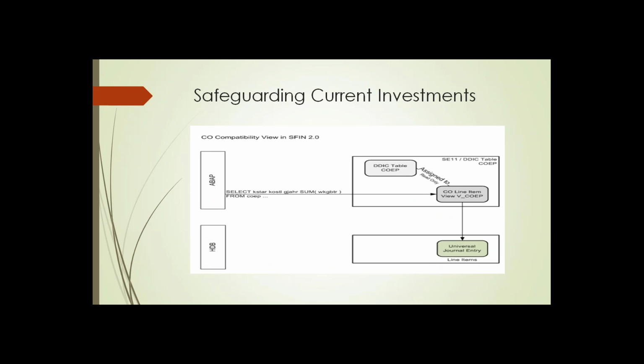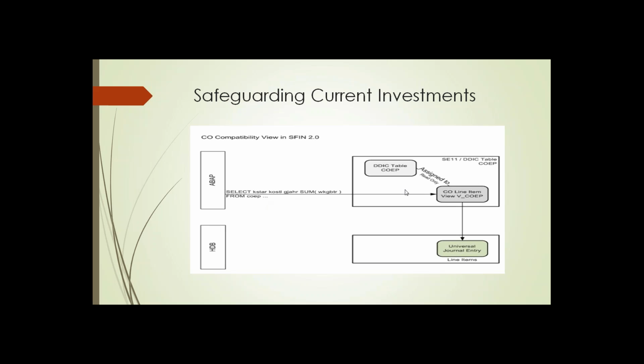Okay, so now as I told you, if you are already using some queries, if you have already generated some reports, some Z reports, what will be the impact on that? This diagram will explain exactly what will happen to my old customized reports. Let's say I have written this code to extract the data from these tables, from COEP. Now, for example, COEP is not created as a table.